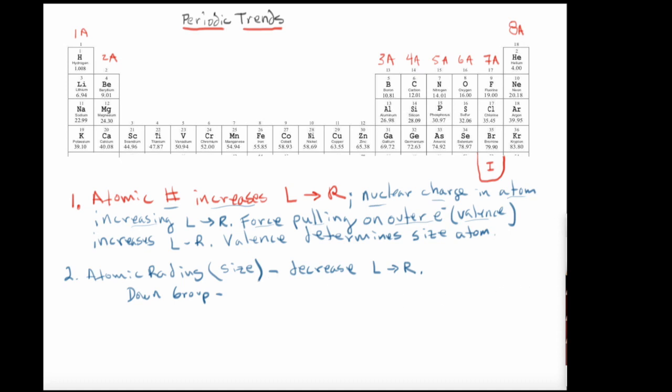Okay, moving down the group, size increases. Now, at first glance, if you look at the atomic numbers, like let's take group 8A here, we start out with helium that has an atomic number of 2, and we end up with krypton, which has an atomic number of 36. And you go, well, Dr. Pete, why doesn't it work the same way going down the group?